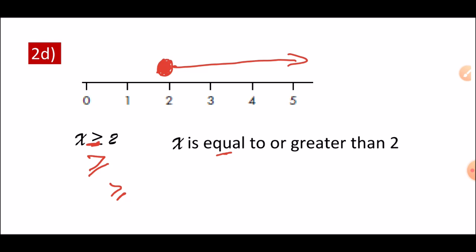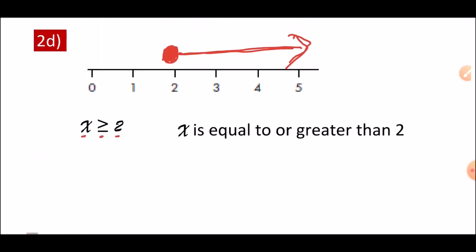So if the rule said a child must be 2 years or more, it can be 2 years or more, then we shade it in. If it said just greater than 2, then we cannot shade it in. So to represent when x is equal to or greater than 2, we would shade in where it says 2 and then draw the arrow to show where x is greater than 2.